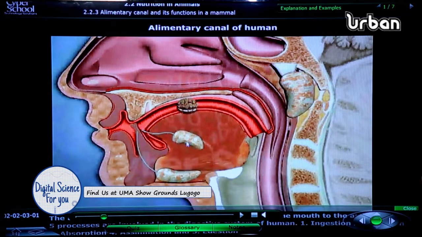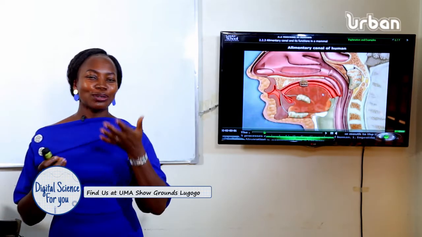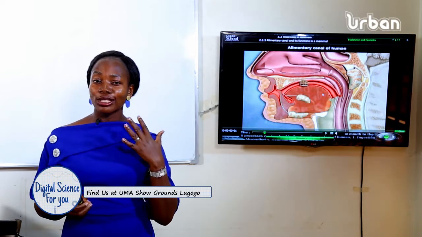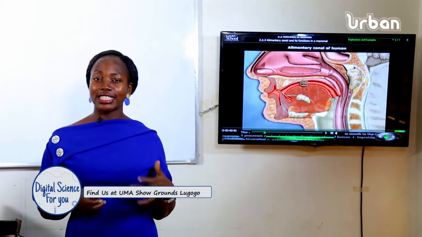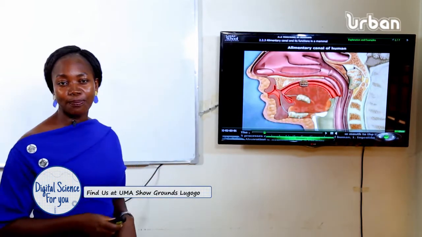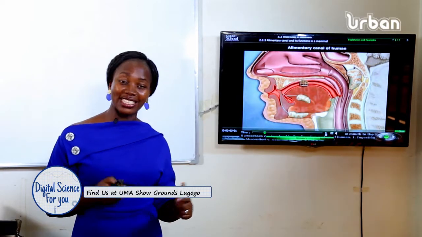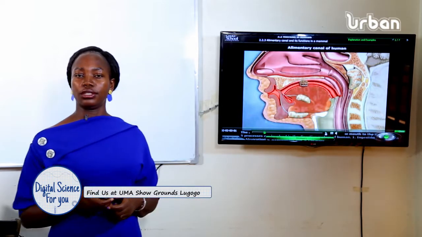Now, these glands have a role. When food is placed in the mouth, or when you smell food and it smells nice, or when you even just look at it and it's very appealing, the salivary glands secrete saliva. This saliva has a role in the process of digestion, and this is the start of chemical digestion.